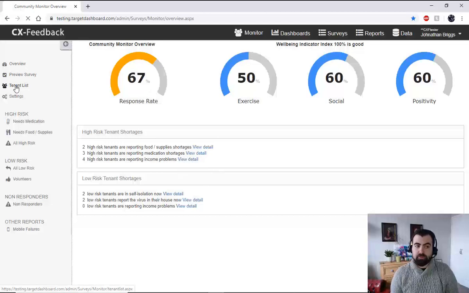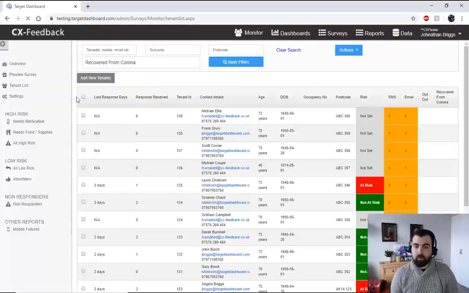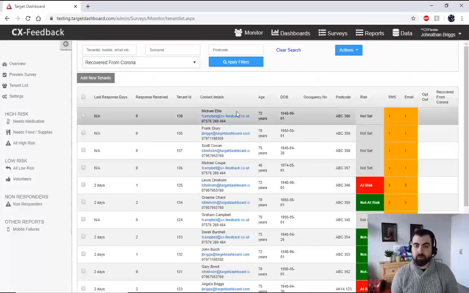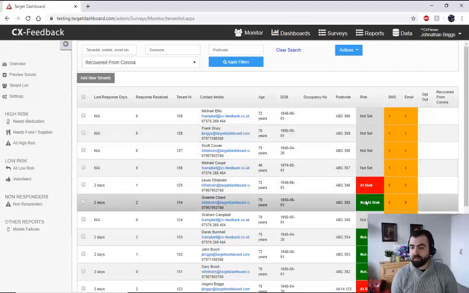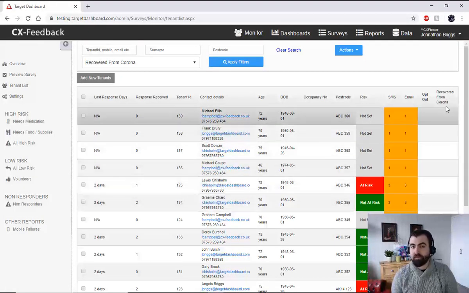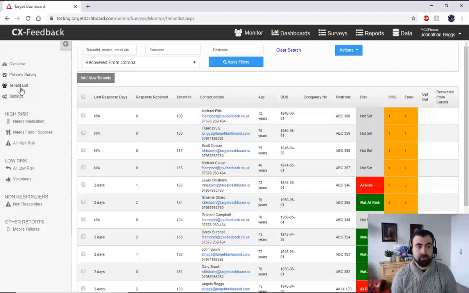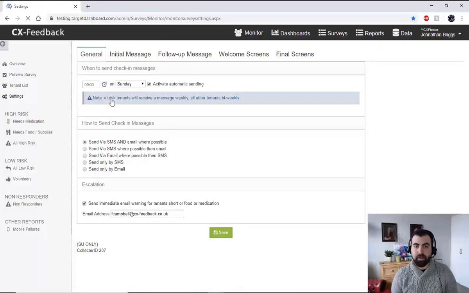So all of the responses will come from our overall tenant list, which is where we monitor things like the contact details, the age, and whether they're at risk, whether they've opted out, whether they have had corona and recovered from it, or whether a member of their family has. And then we can start looking into customizing all of the messages. Again, these are very, very easy to customize.